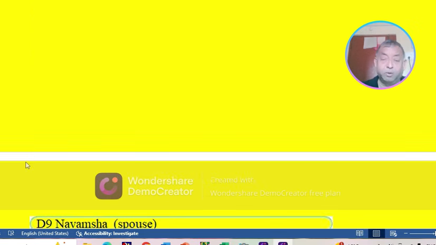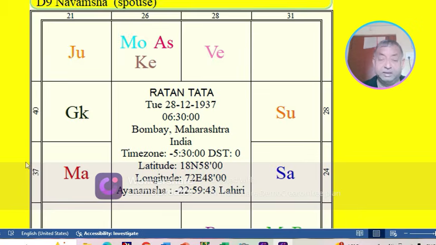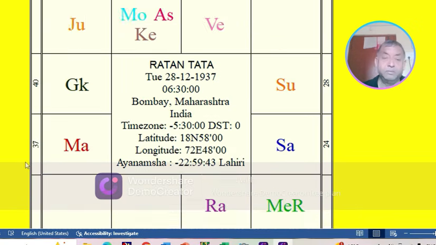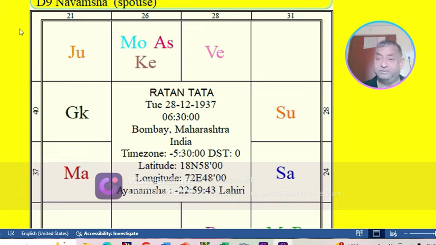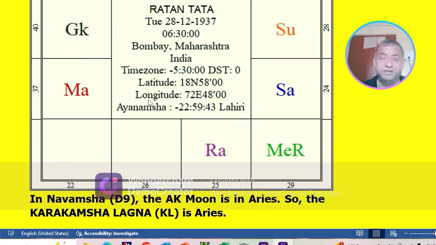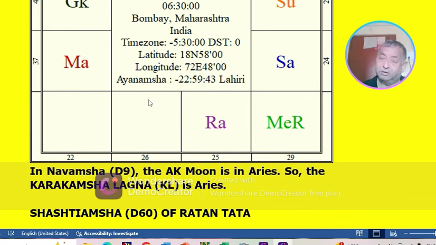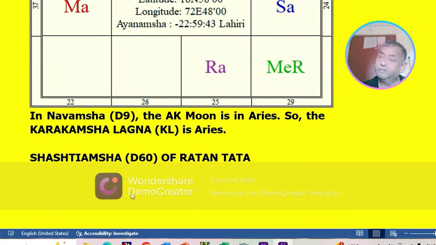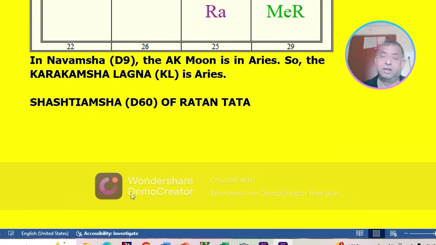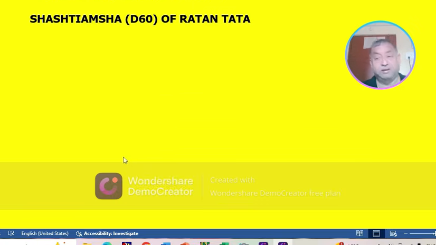We have to find where the Moon is located in his Navamsha chart. Moon is in Aries, so Karakamsha Lagna will be Aries. We'll take this Karakamsha Lagna into the Shashtiamsha chart of Ratan Tataji.